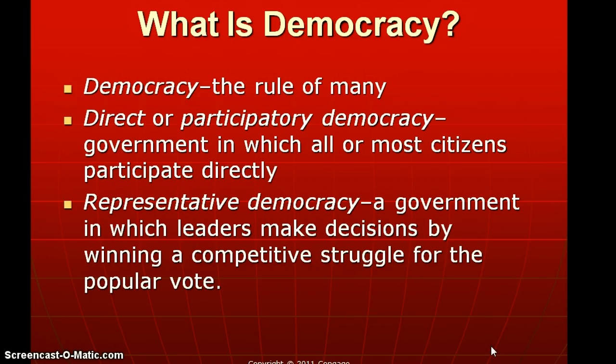So what is democracy? Well, I asked you to write it on a card today in class, okay? And this is how, all right, your book tries to define it. Democracy describes at least 3 different political systems. Now, what you have is you can have a direct or participatory democracy, or you can have a representative democracy.